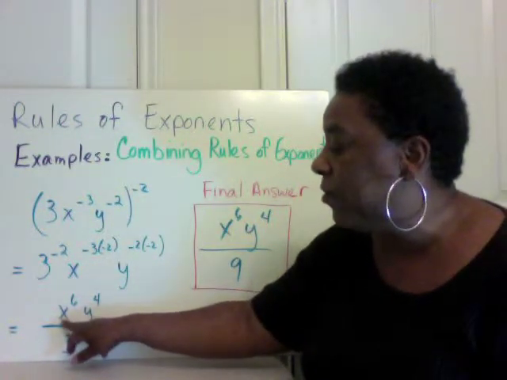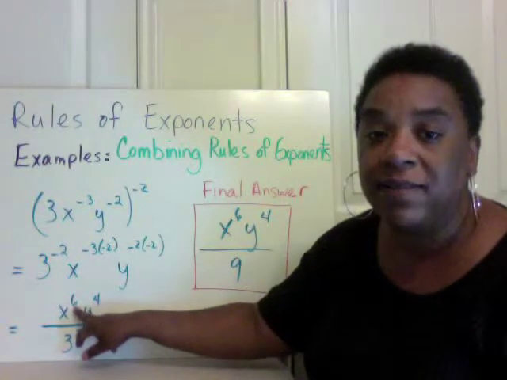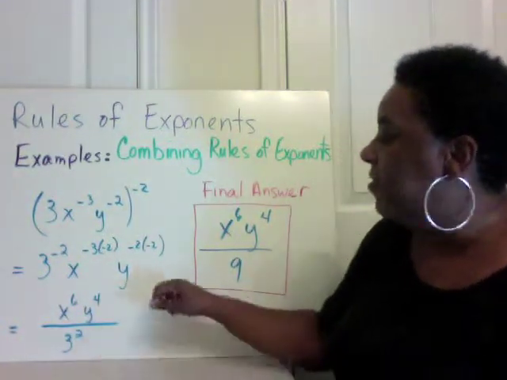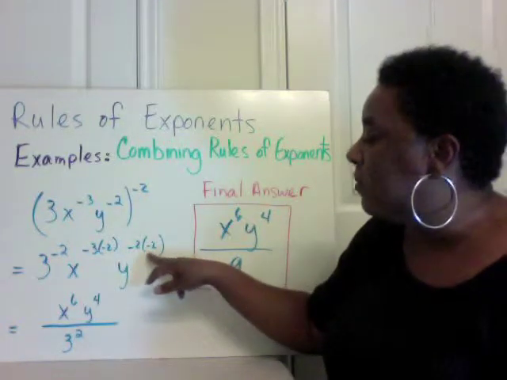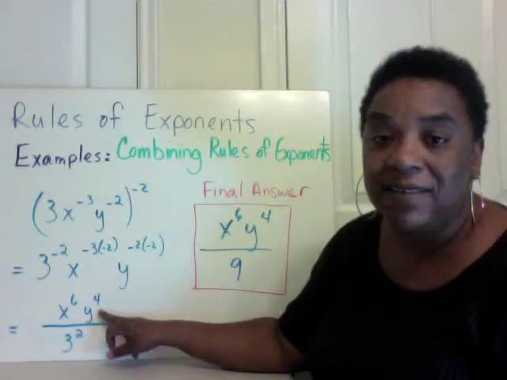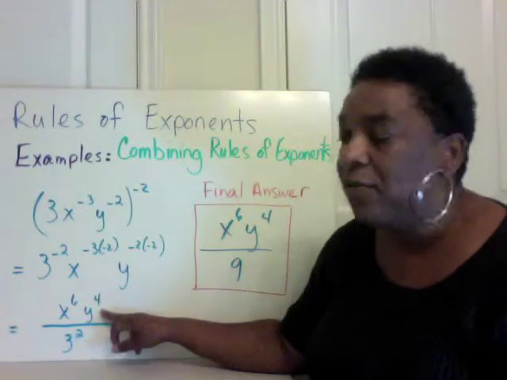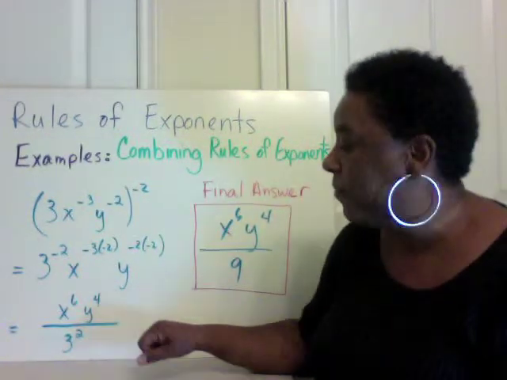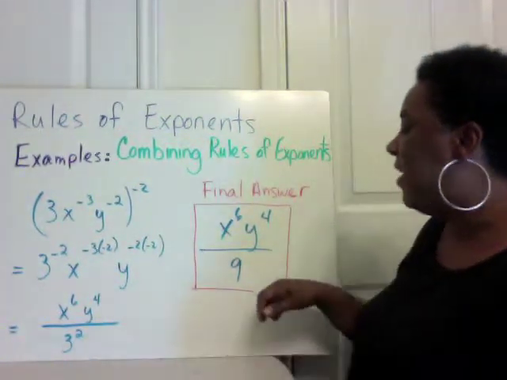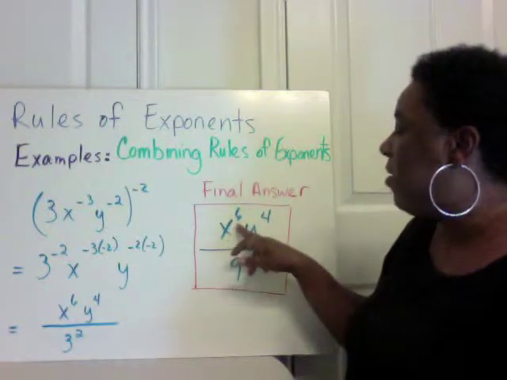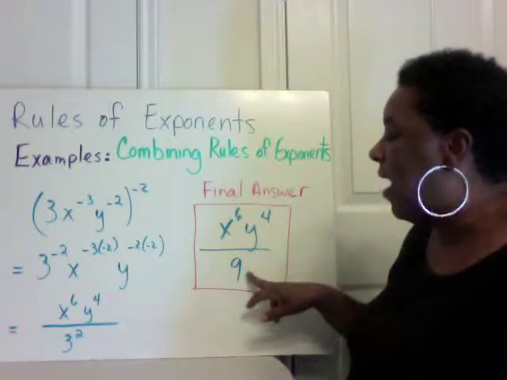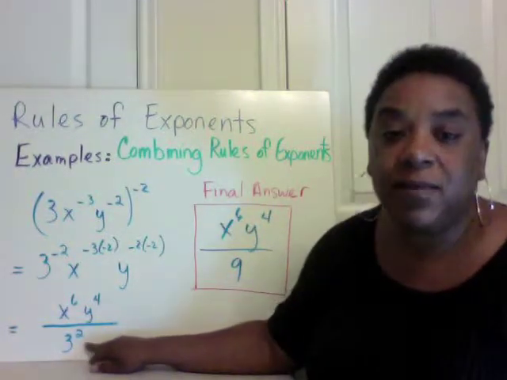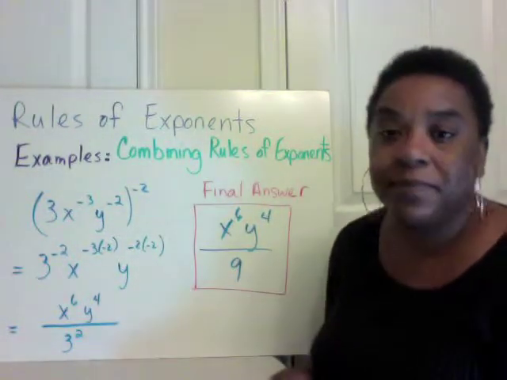So in the numerator we have x to the power of 6. And then for our base of y we have negative 2 times negative 2 equals positive 4. So y also remains in the numerator. So our final answer is x to the power of 6 times y to the power of 4 divided by 9, because 3 squared equals 9.